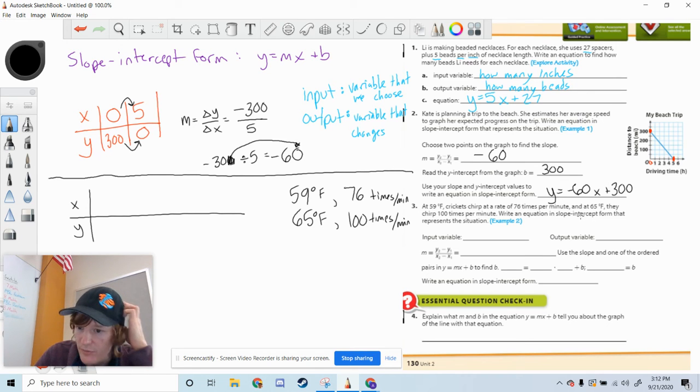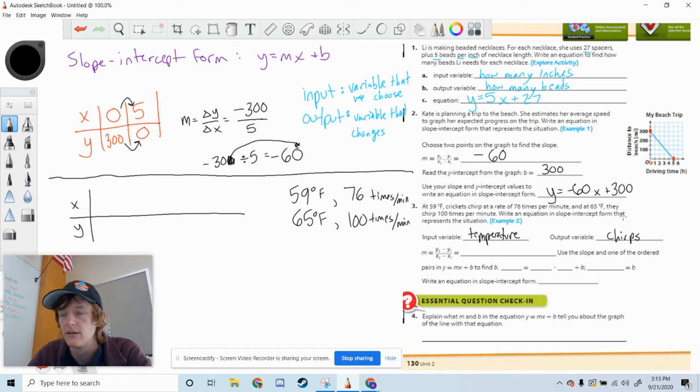Write an equation in slope-intercept form that represents the situation. So we need to decide what is the thing that we are changing and what happens after. What does that change? So the input variable, we're adjusting the temperature. We're not adjusting how many times these crickets are chirping. We're adjusting the temperature in this problem. We are putting in a temperature. So this is temperature, and our output is chirps per minute.